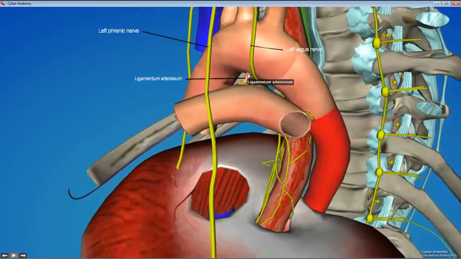Then take a look at this piece of tissue that connects the aorta and the pulmonary trunk. This is called the ligamentum arteriosum. This is the fetal remnant of the ductus arteriosus.